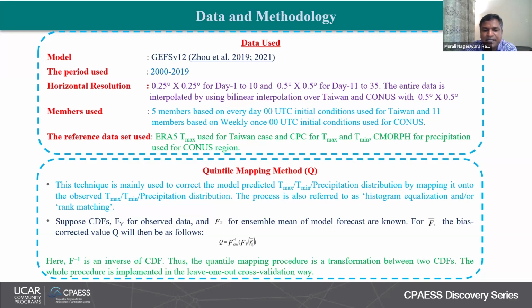This Quantile-Mapping technique is mainly used to correct the model-predicted variable distribution by mapping it onto the observed variable distribution. Like if you are taking rainfall, mapping onto the observed rainfall, and if minimum temperature, onto the observed minimum temperature. This process is also called histogram equalization or the rank matching method. Suppose we know the CDF of the observation and the model, then we can calculate using the inverse CDF of the observation and the CDF of the model, and the particular day's forecast can be corrected using this formula. I have applied this Quantile-Mapping method in leave-one-out cross-validation mode.